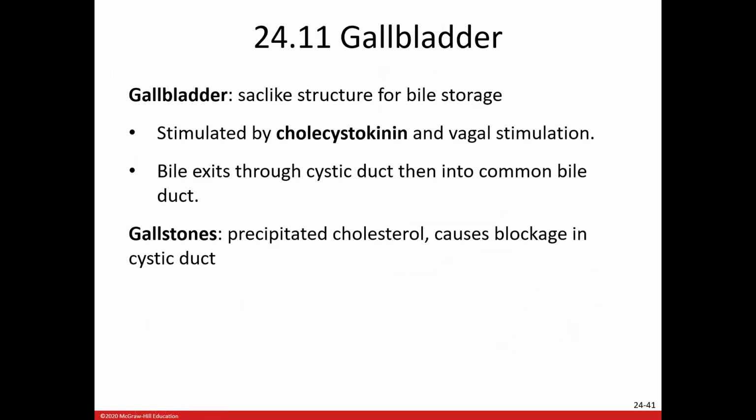Then we have the gallbladder. So I already mentioned this briefly when we talked about the liver, but the gallbladder is just a bile storage center. It's just a sac that sits on the portion of the liver just to store bile until the body needs it.